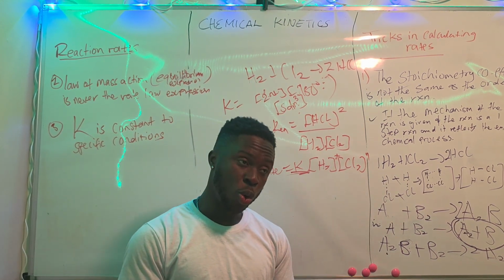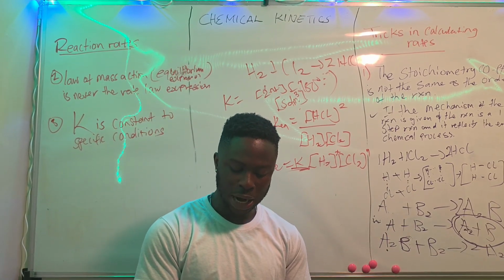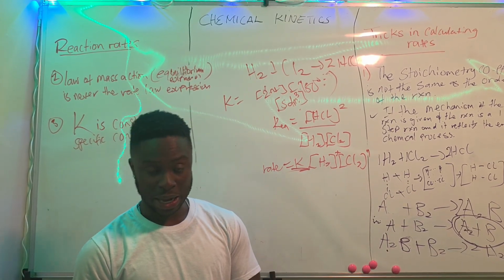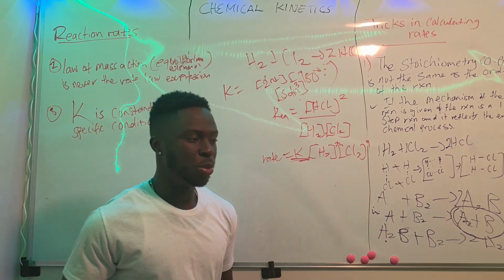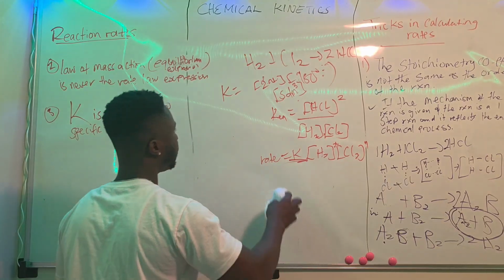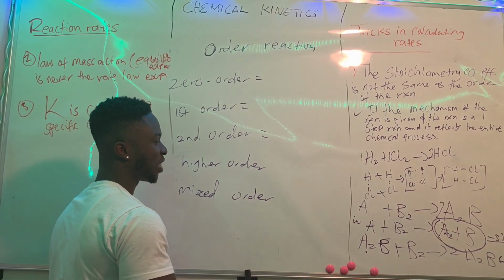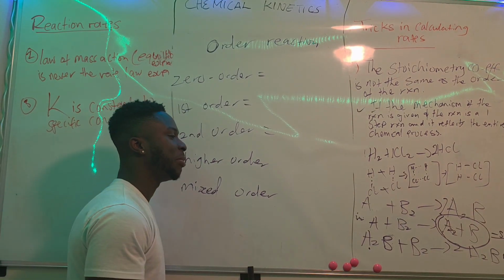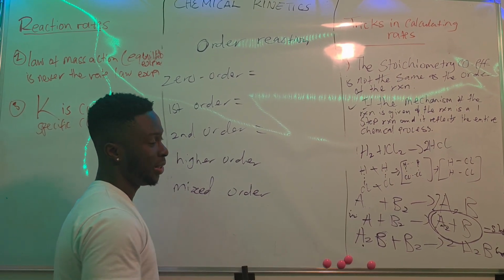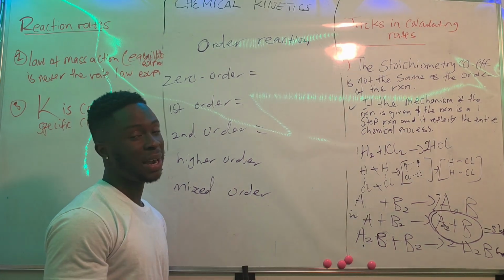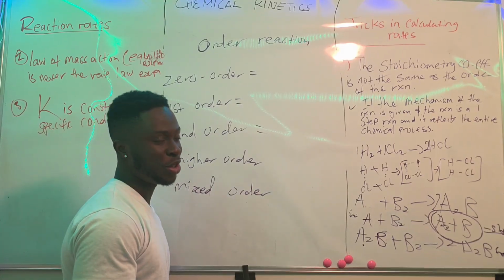I'm just going to discuss some types of rate laws that you might encounter, or let's say the orders of reactions that you might encounter. When we talk about the order of reactions, we are also talking about the unit of the rate. We are talking about the magnitudes in which the reactants are combining to form the product.